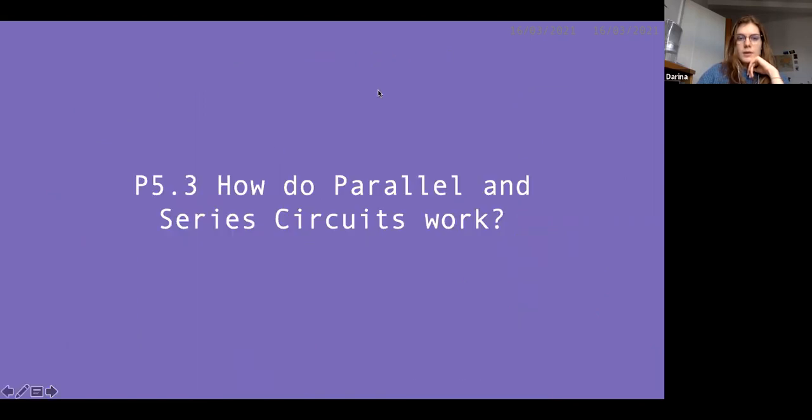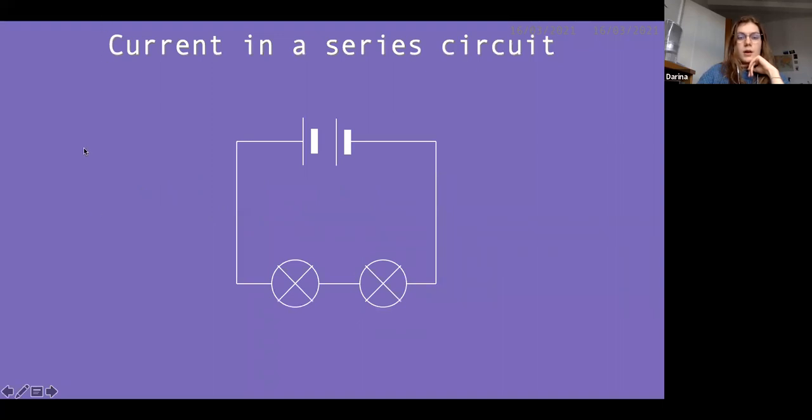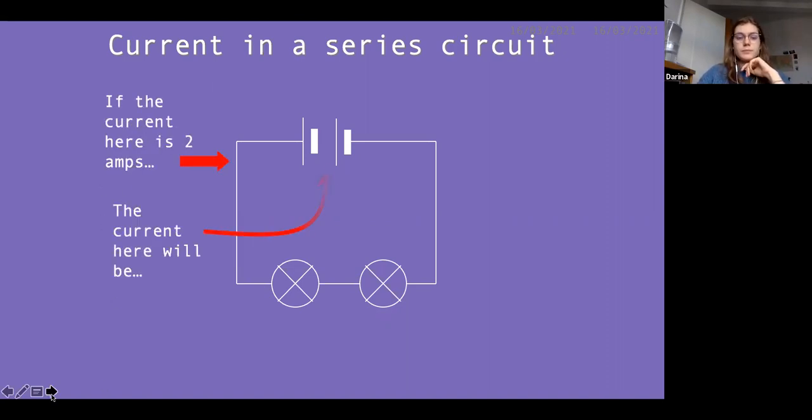Okay. Now let's have a look at how current and voltage behave in parallel and series circuits and how they work in general. So we've got current in a series circuit. How does it work? How does it split? How does it behave? Well, we know how to deal with current in a series circuit. If the current here is 2 amps, then the current pretty much everywhere is 2 amps. So what do you think the current through the battery would be?